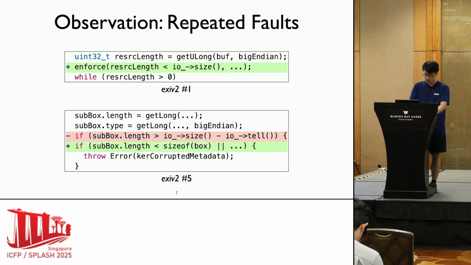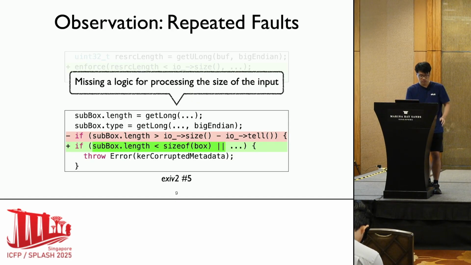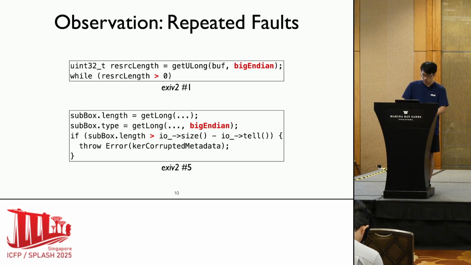So let's look at faults from different versions of Xzip2. In the first version, there was missing logic that validates the size of input data. And similarly, in the fifth version, a similar fault occurred again. The developer missed validating the size of the input data. So you can see that a similar fault pattern repeats across versions.